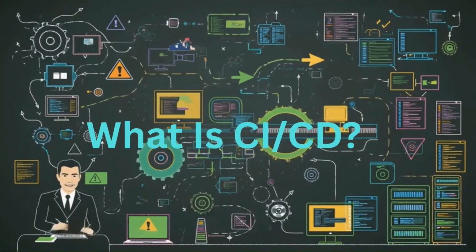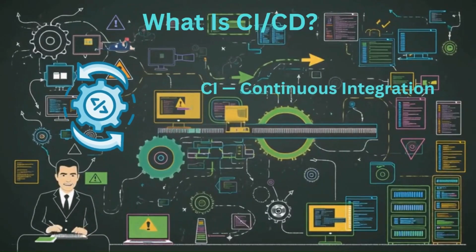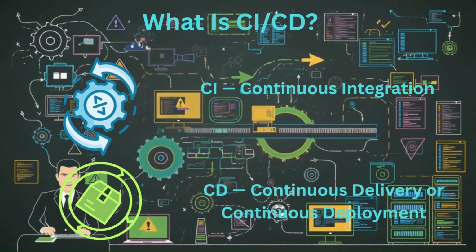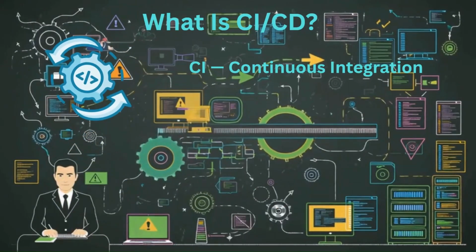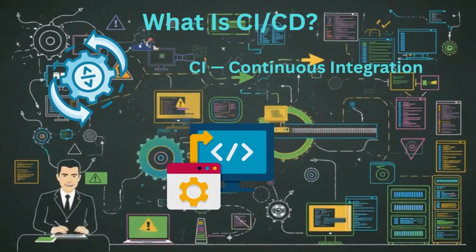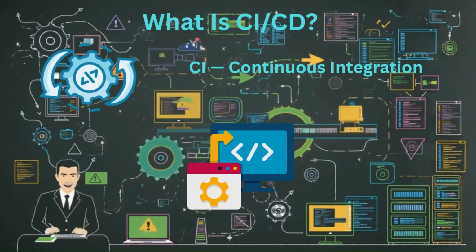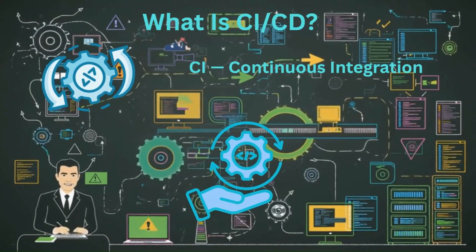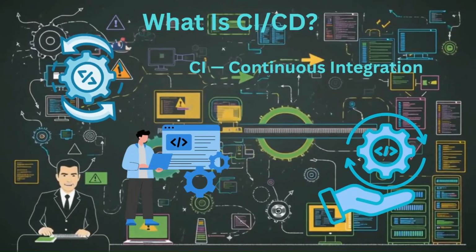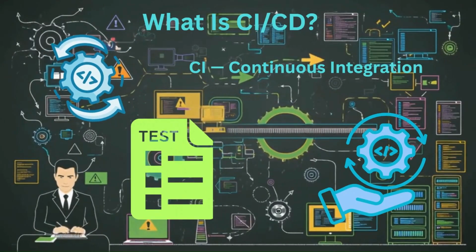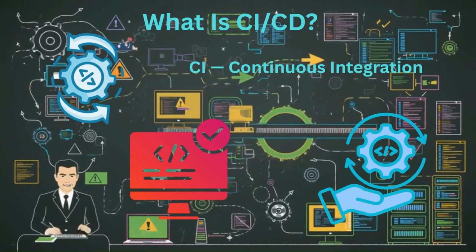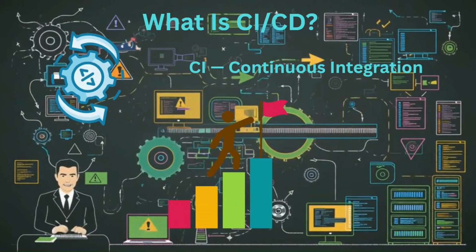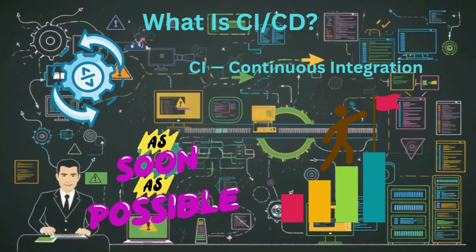Let's start with the two letters that matter most. CI, continuous integration. CD, continuous delivery or continuous deployment. Continuous integration means developers frequently integrate their code changes into a shared code repository. Every time code changes, an automated process can build the application, run tests, check code quality, and identify problems early. The goal is simple: find problems as soon as possible.